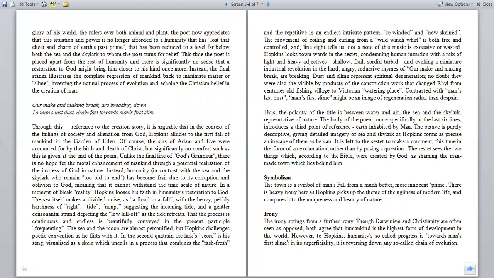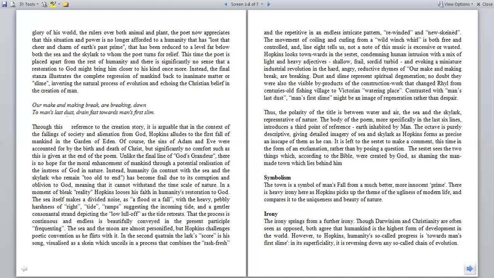This time, the poet is placed apart from the rest of humanity, and there is significantly no sense that a restoration to God might bring him closer to his kind once more. Instead, the final stanza illustrates the complete regression of mankind back to inanimate matter or slime, inverting the natural process of evolution and echoing the Christian belief in the creation of man.